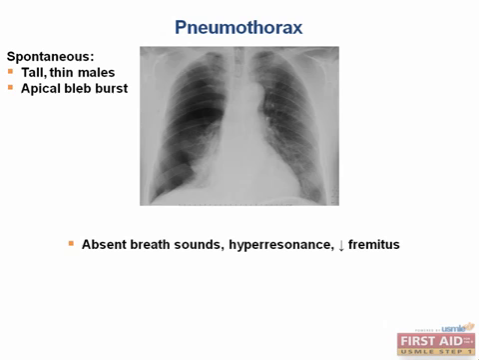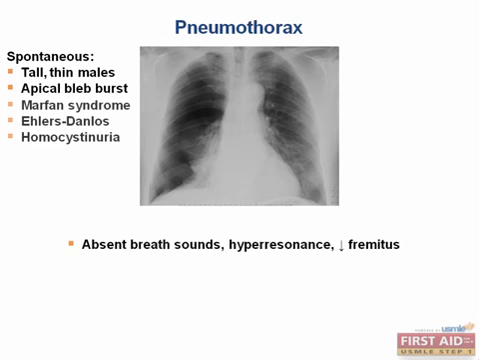Well, no one's sure, but it's thought to be related to increased shear forces in the apex during respiration, causing accumulation of air in the pleural space. There are some causes of familial pneumothorax, especially with Marfan syndrome, Ehlers-Danlos syndrome, and homocystinuria.